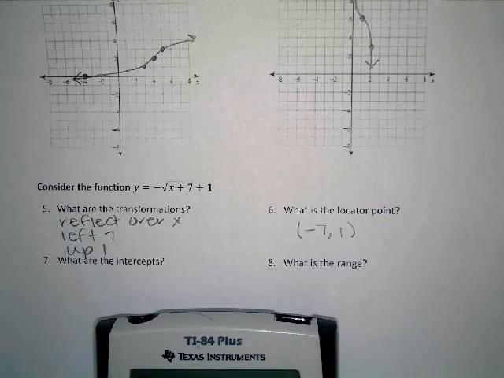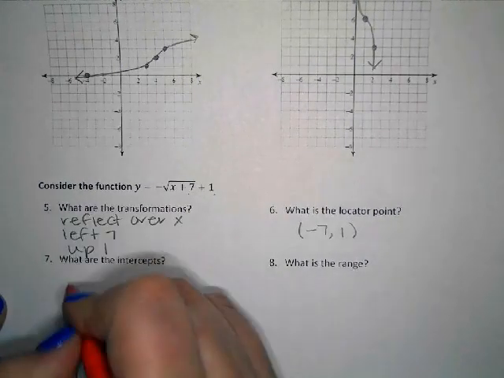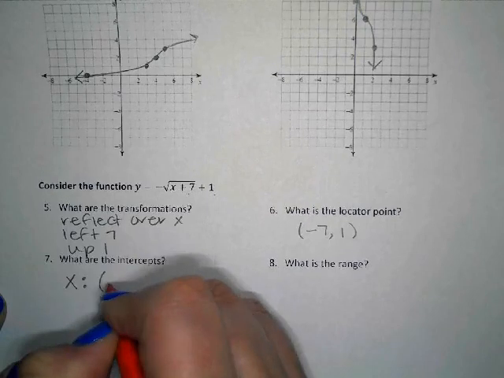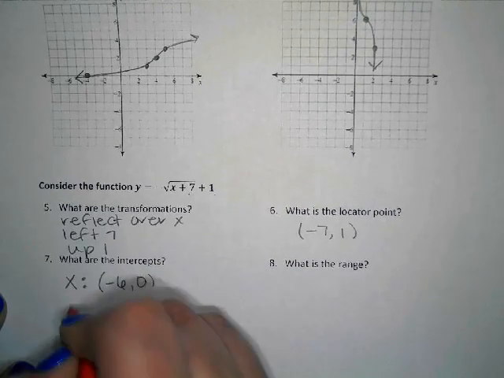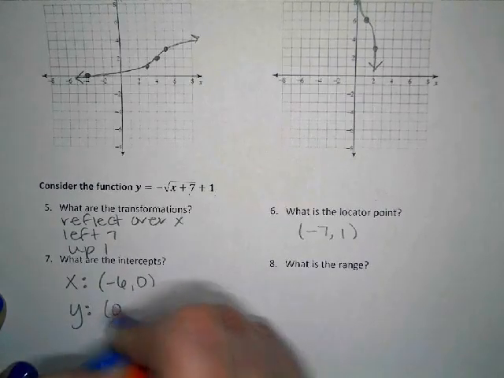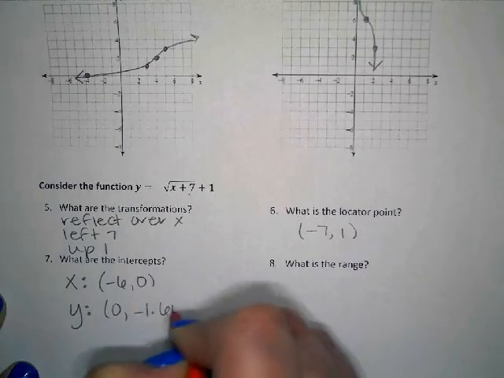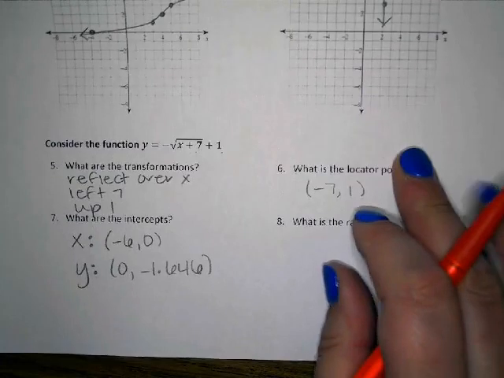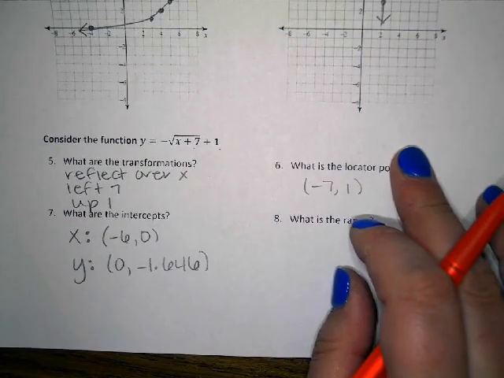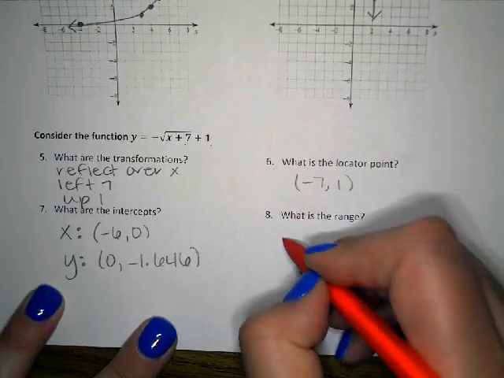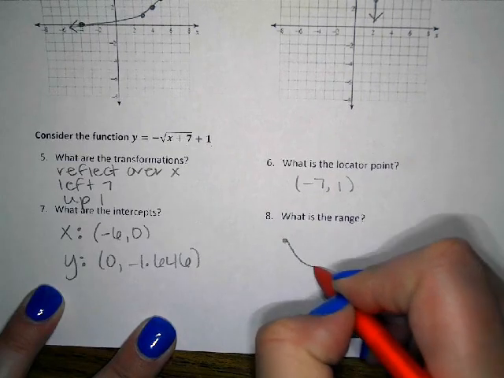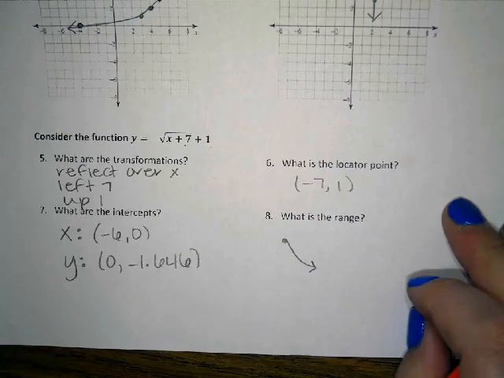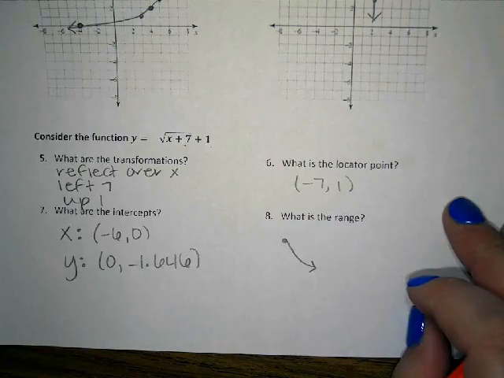We got an x-intercept right there and a y-intercept right there. So I'm going to mark down what those are. So x-intercept is negative 6, 0. Y-intercept is 0, negative 1.646. So I'm labeling what each of those are. And then for the range, we could see that the picture kind of went down like that. My picture's not great, but kind of went down like that.